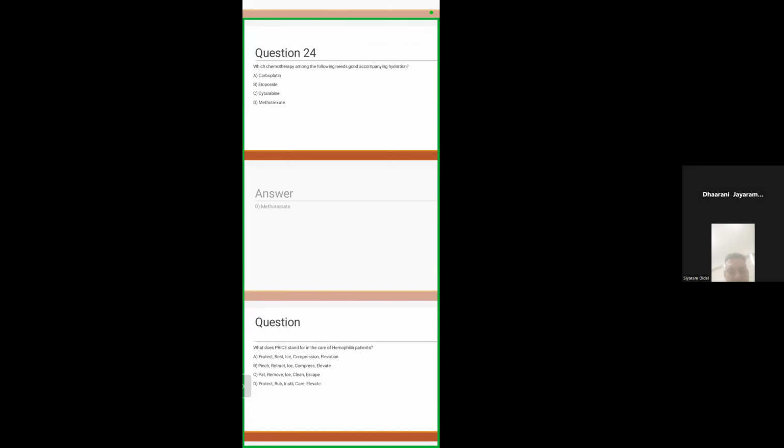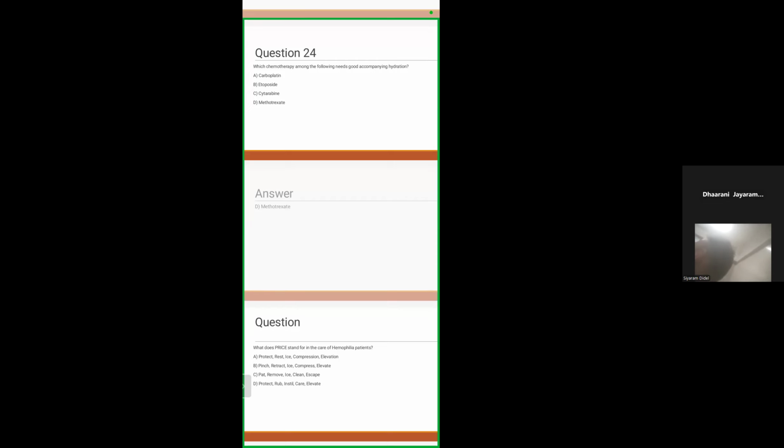So there is a mnemonic for that. Yes, option A, that's correct. Very right. So PRICE is the mnemonic for hemophilia patients. Basically, protect the joint so you don't mobilize it further and you don't use that part which is bleeding further. Rest the joint. Give an ice compression immediately.